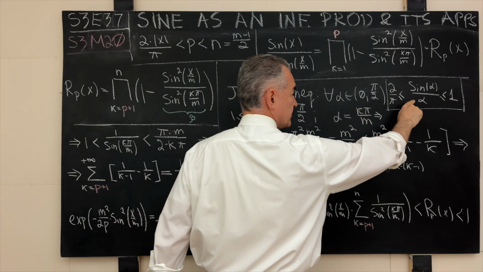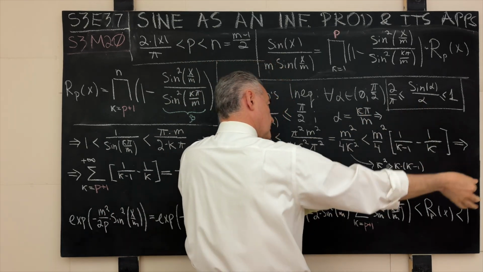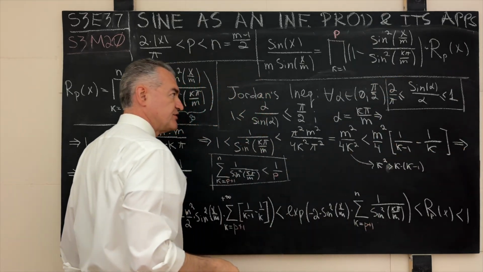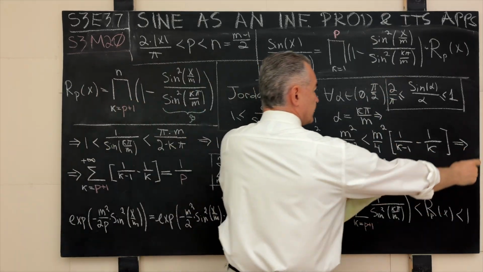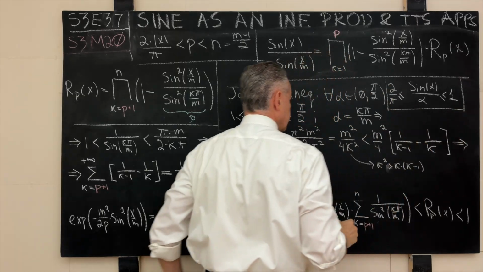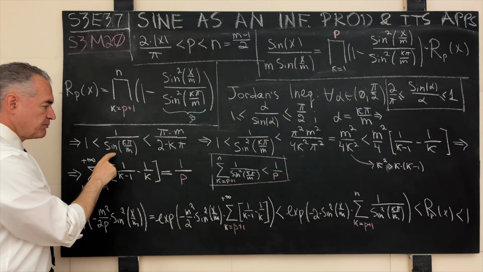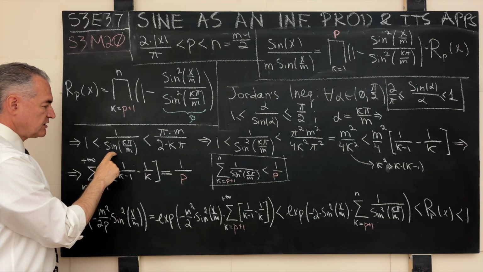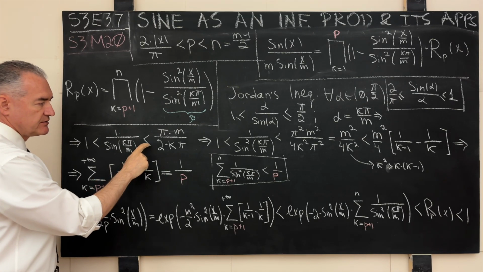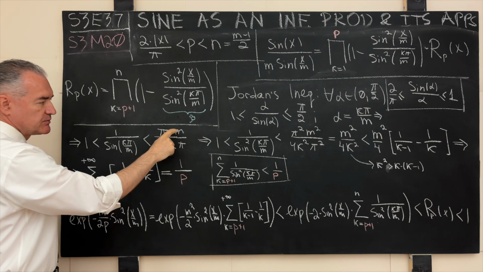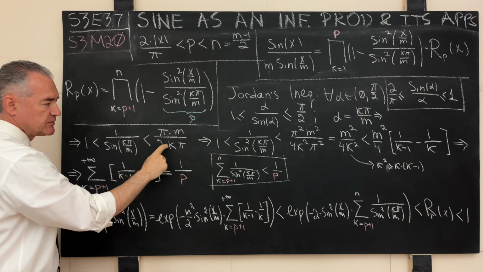So once we take Jordan's inequality and flip it upside down, take the reciprocal, its left and right sides trade places. So in the linear power, we have 1 over sine less than pi times m over 2 times k times pi.